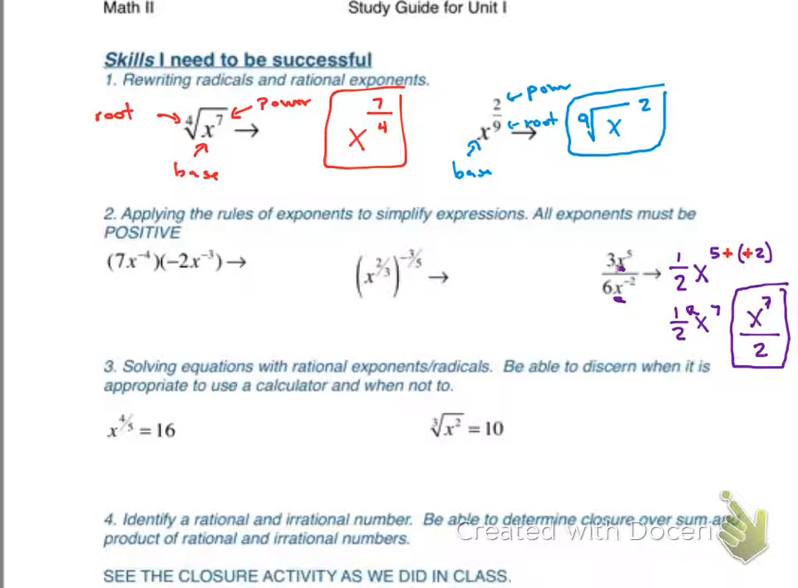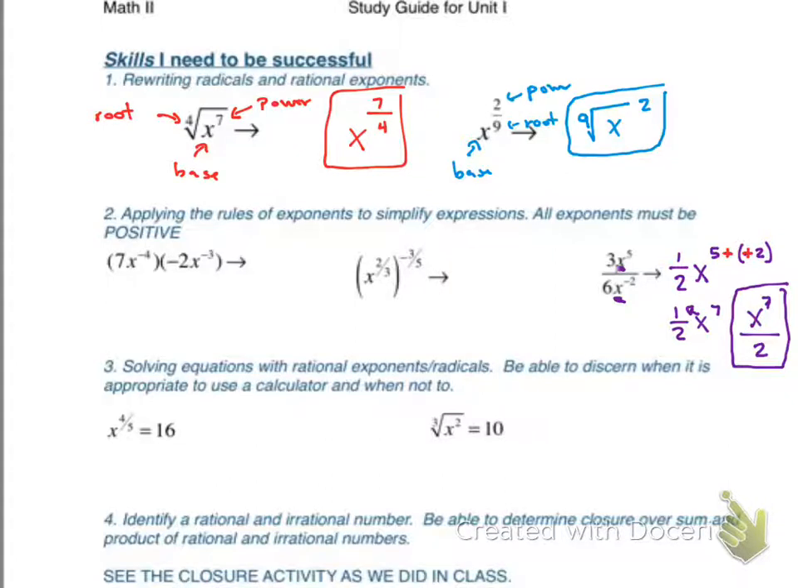Okay, now I'm going to go on to number 3. It says solving equations with rational exponents, radicals. Be able to discern when it is appropriate to use a calculator and when not to. So looking at the first one here, we have x to the 4/5 power equals 16.